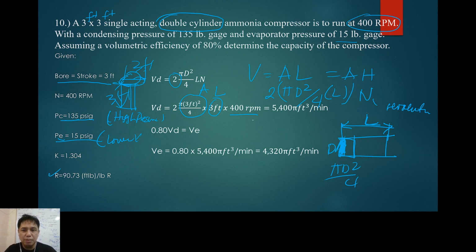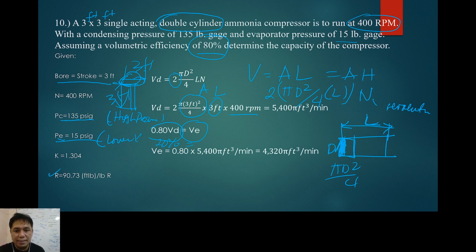So 5,400 pi cubic feet per minute. And then here it says 0.80. That means 80% volumetric efficiency. So we just have to multiply the discharge by 0.8, meaning it is not 100% efficient, it is 80% efficient. So meaning there's a 20% of losses. So you will get this. The net volume is 0.8 times 5,400 cubic feet per minute.